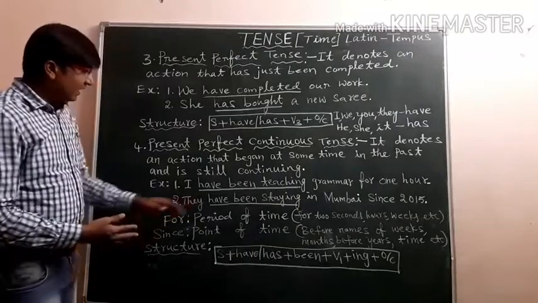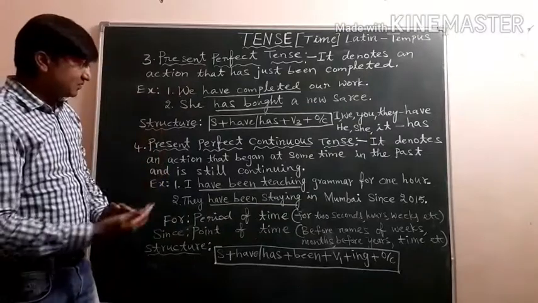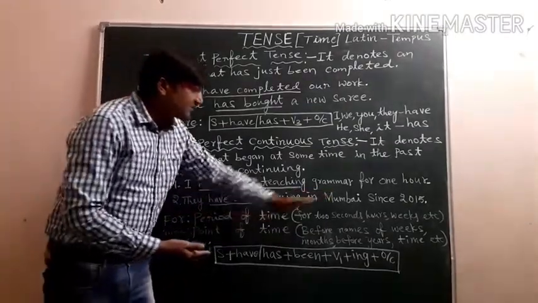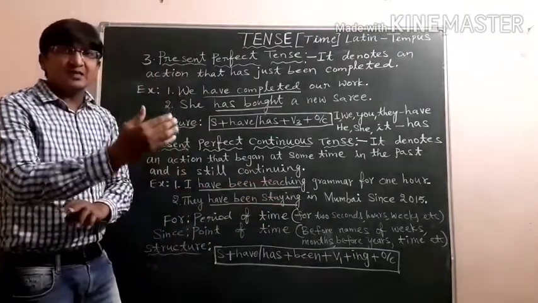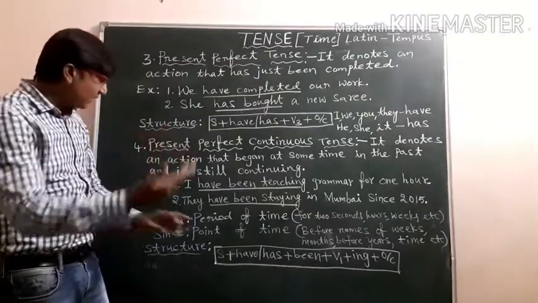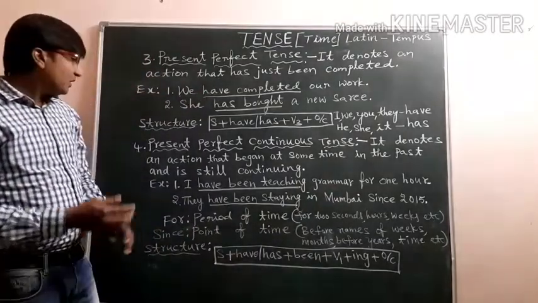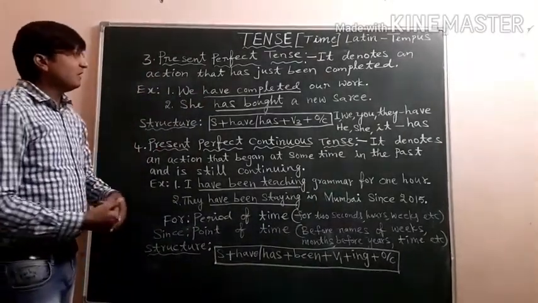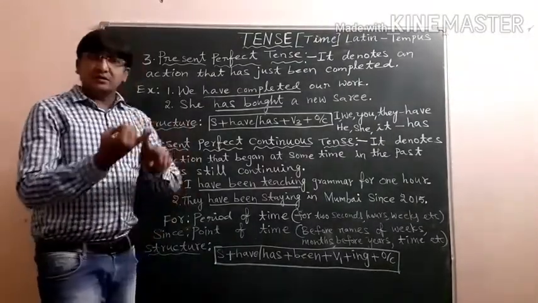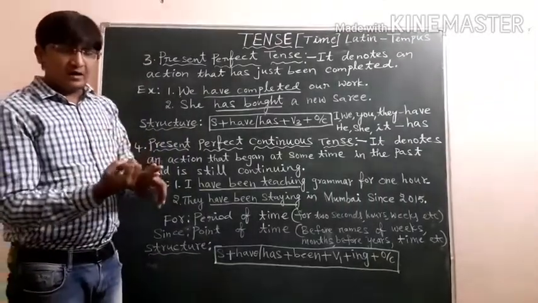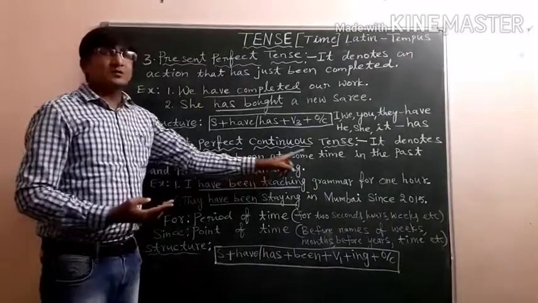And again here, "They have been staying in Mumbai since 2015," that's an affirmative sentence. "They have not been staying in Mumbai since 2015." "Have they been staying in Mumbai since 2015?" is an interrogative sentence. And "Have they not been staying in Mumbai since 2015?" is an interrogative negative. So like this we have 4 subdivisions in present tense: the first is simple, second continuous, third perfect, and fourth perfect continuous tense.